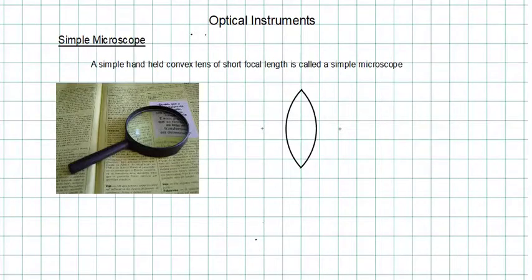So let's start with the last topic of this chapter, that is the optical instrument. Under this optical instrument, we're going to learn three optical instruments. These are simple microscope, compound microscope, and astronomical telescope. A simple microscope is the simplest one.